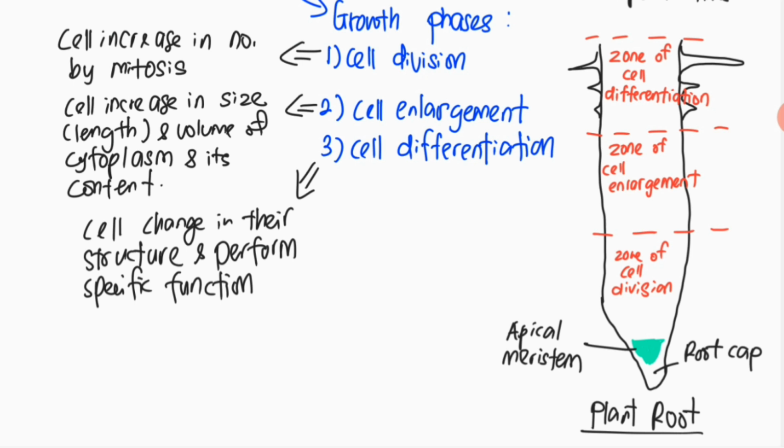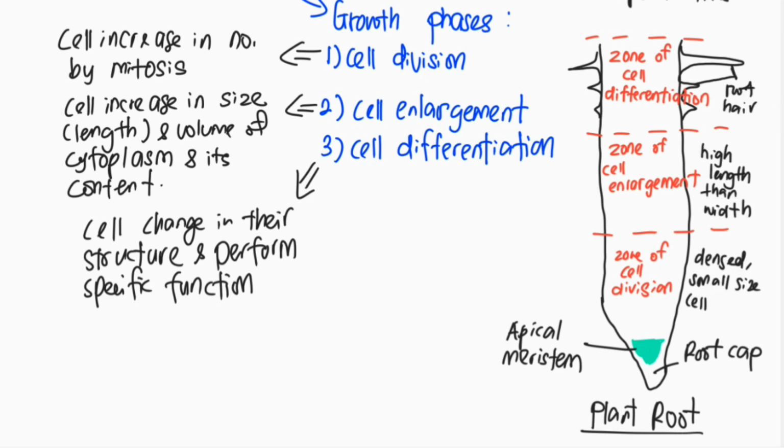So jangan tukar-tukar dua terminologi ni. So kalau diminta growth phases, so jawab cell division, cell enlargement, cell differentiation. Kalau dia nak zone dekat root, so kena letak zone dekat depan tu. So zone of cell division, zone of cell enlargement, zone of cell differentiation. Ingat dia akan start daripada root tip. So dekat root tip tu yang ada zone of cell division. Sebab apa? Sebab dekat root tip tu yang ada apical meristem. So apical meristem yang boleh buat mitosis.